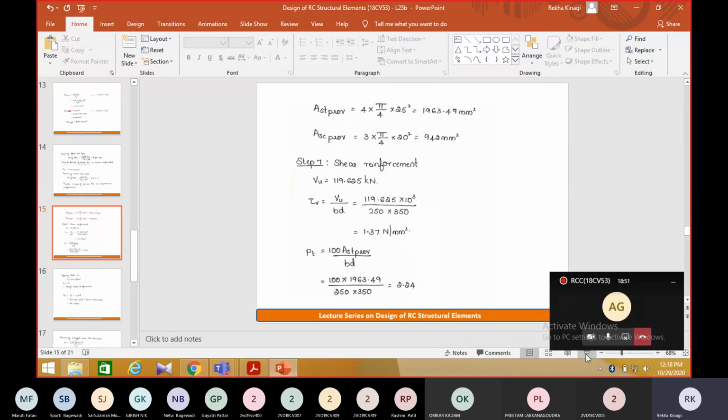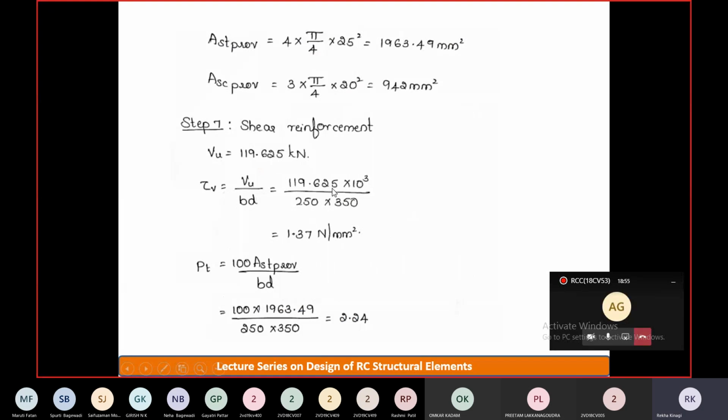Now once tau v value is calculated, here Vu 119 into 10 to the power of 3. This 10 to the power of 3 is considered in order to convert kilonewton into Newton, because we will be in terms of Newton per mm square. So this is the reason why we are using only the Newton and millimeter as the units. And the next thing is to calculate the value of PT, that is 100 AST provided divided by BD.